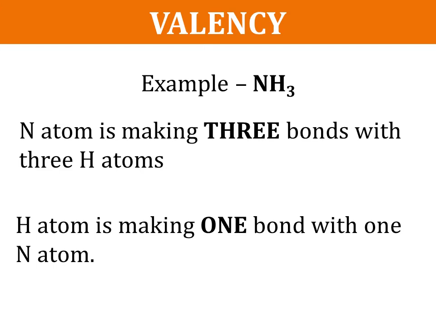But from the perspective of the nitrogen atom, it's making 3 bonds. So nitrogen is visualizing that I'm making 3 bonds, because there were 3 hydrogen atoms. And hence the valency is my capacity to make 3 bonds at a time. And hence the valency of nitrogen is 3, and the valency of hydrogen is 1.